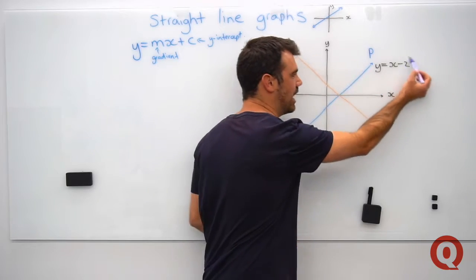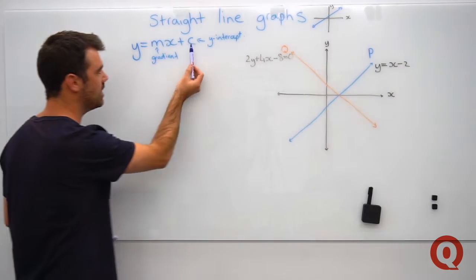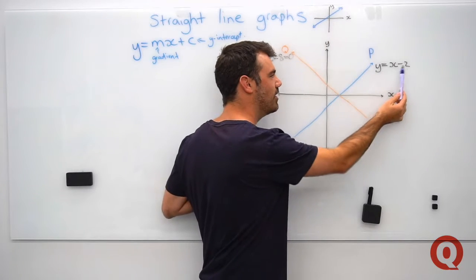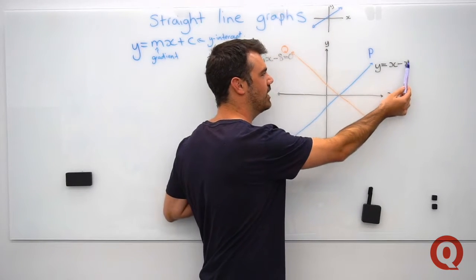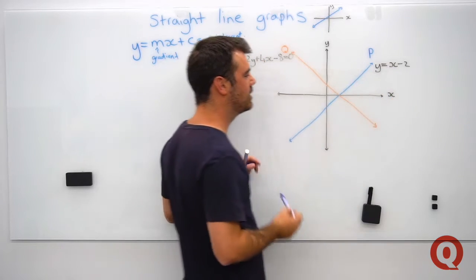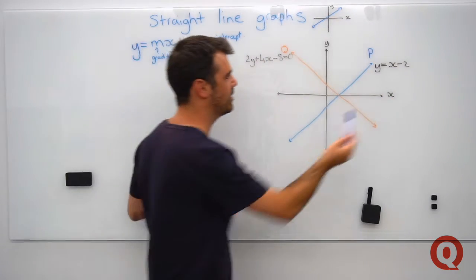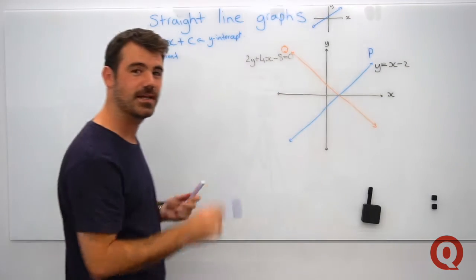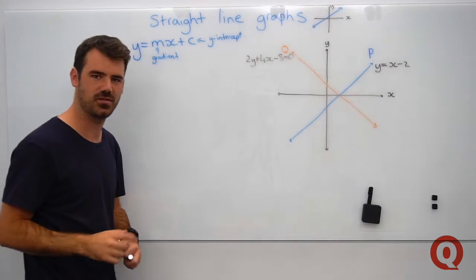The constant at the end, the c, represents my y-intercept. So that means I know that this graph is cutting at negative 2. That's where the y-intercept is. Negative 2 over here. So I know that this point here will be negative 2. And that's just through looking at it, through observation.